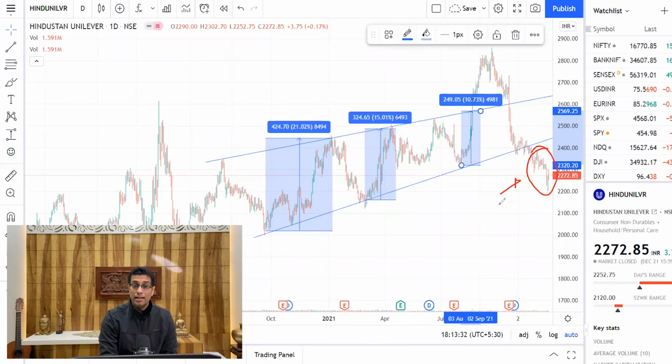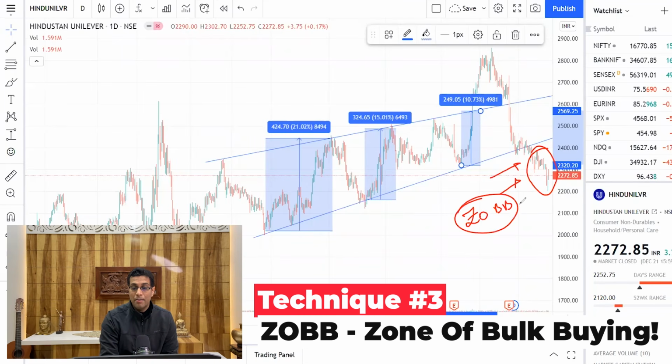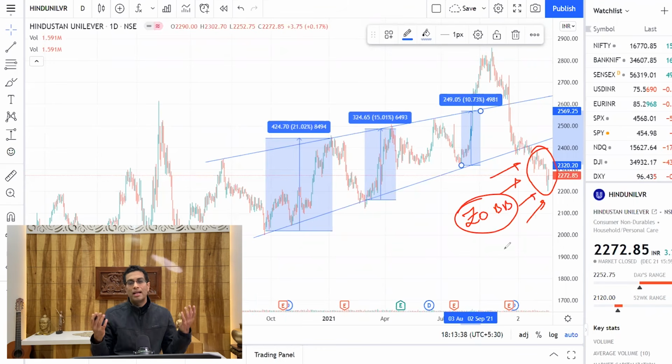So from this perspective, all you simply need to know is the concept of trend lines, trading trend lines, drawing a strong channel and trading in that channel. So this is technique 2. And the third technique that I talked about was zone of bulk buying, right? So this is where I'm buying a lot of HUL right now, and I will continue to buy it. I don't care to what extent it falls. Every time it falls, I'll buy even more.